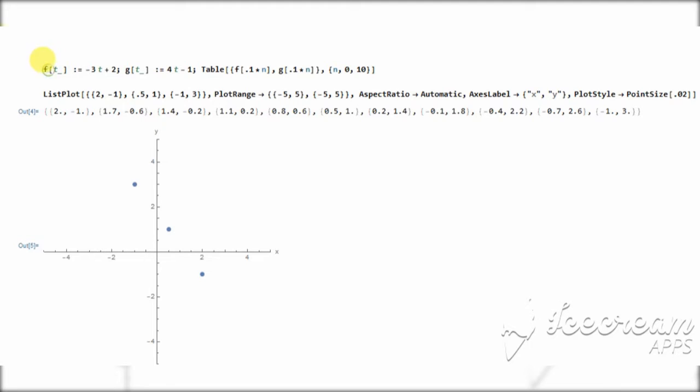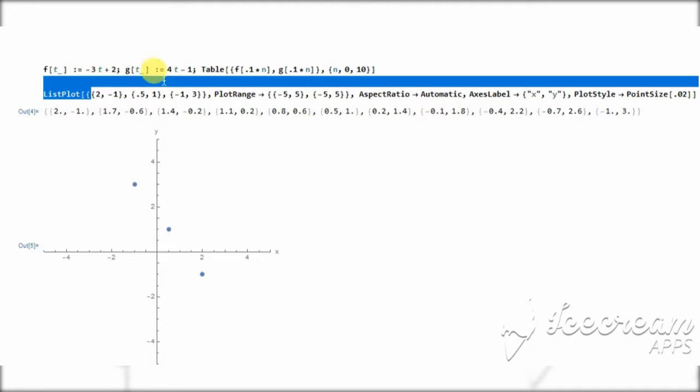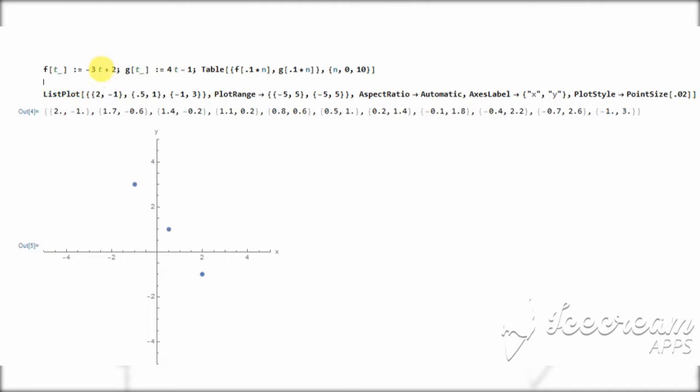We have two parametric equations, f of t and g of t. Firstly, ListPlot is a built-in function of Mathematica, which is used to plot a list of coordinates. From the question, we already know the two coordinates, that is (2, -1) and (-1, 3), and using a simple mathematical concept, we figure out this coordinate.